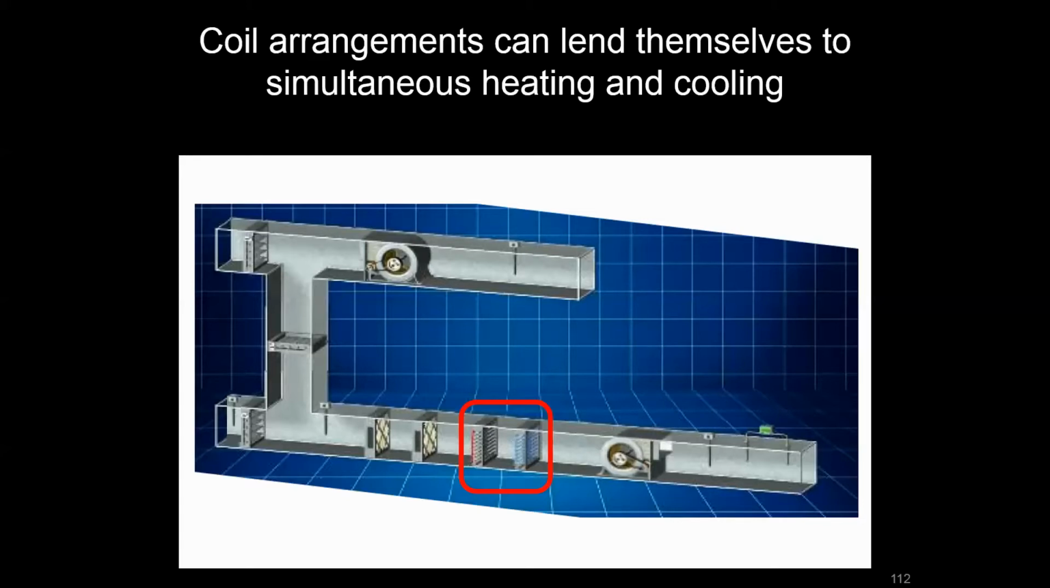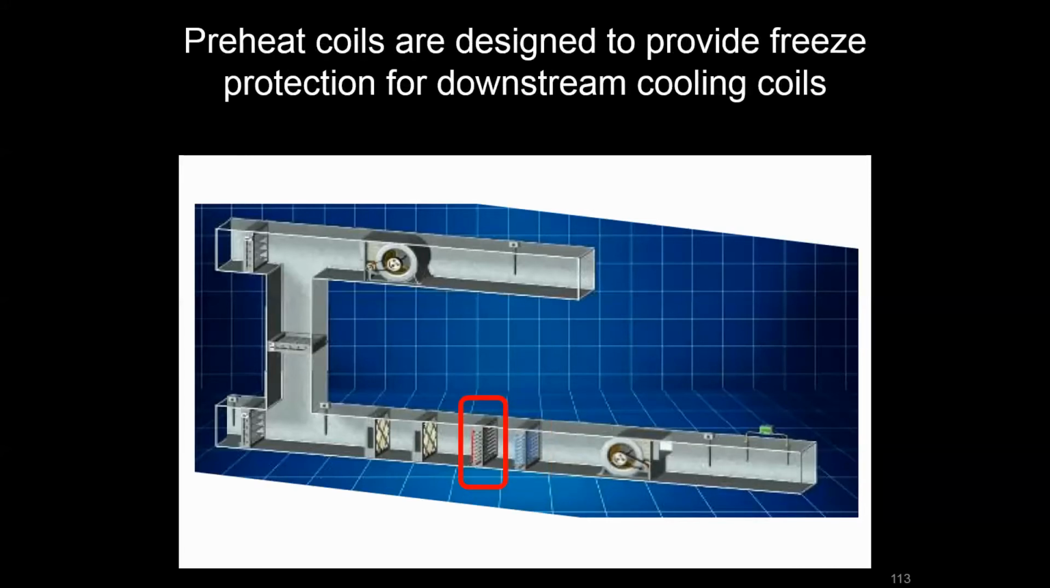So this could be a typical coil arrangement that we may see, where it appears that we have a heating coil followed immediately by a cooling coil in our supply side of the air handling unit. So not only do we have this propensity for simultaneous heating and cooling if the control system is not designed or being implemented correctly to limit that, but we now have this preheat coil that has a very specific job to do, and we may want to pause and think about what that job is and if this is the correct application for that type of coil.